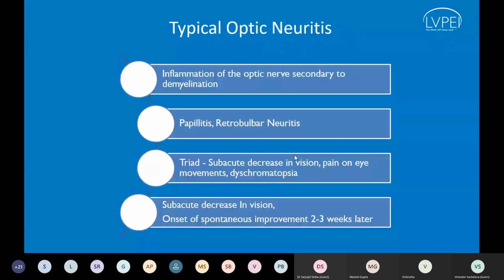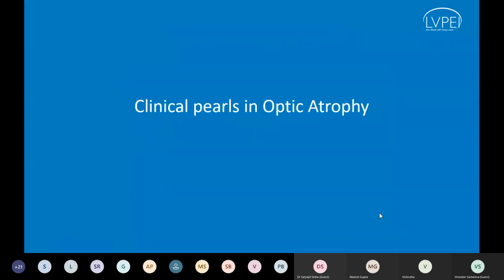So let's see how it can present. It can present as a typical optic neuritis, that is inflammation of the optic nerve secondary to demyelination, which is either isolated, post-vaccination, or in MS. These patients tend to have a subacute decrease in vision, pain on eye movements, and dyschromatopsia. But there is spontaneous improvement that starts 2 to 3 weeks later. Even if we don't treat, they will have improvement, and there is no further decrease in vision.